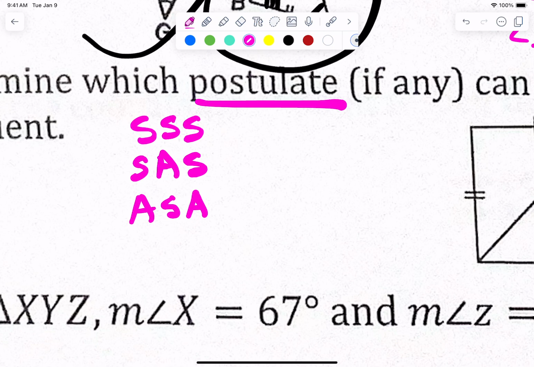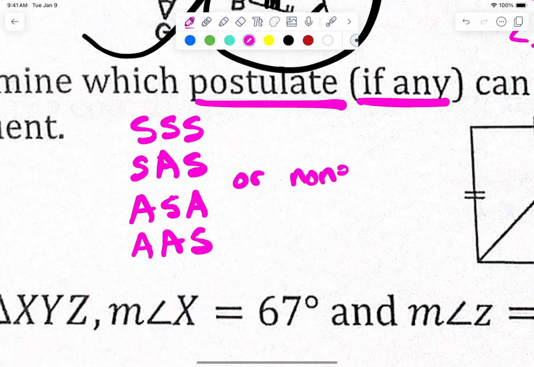Angle, angle, side. Angle, angle doesn't do it. It has to be one of those four. It says if any, so it could be none. None of them could work.